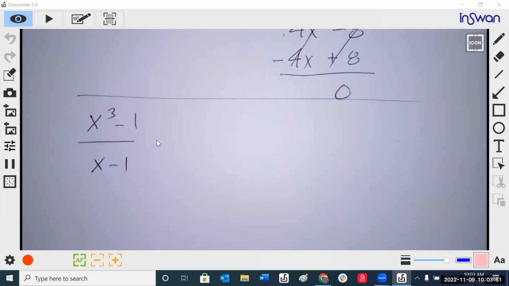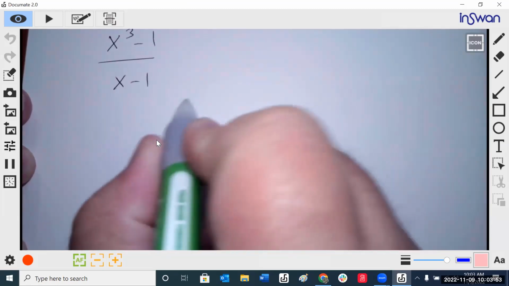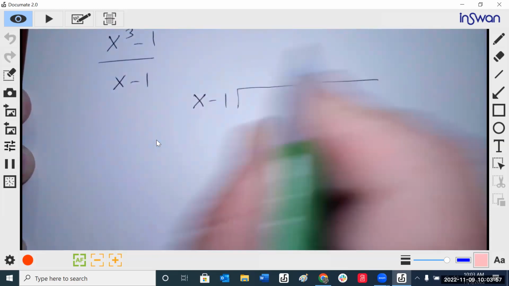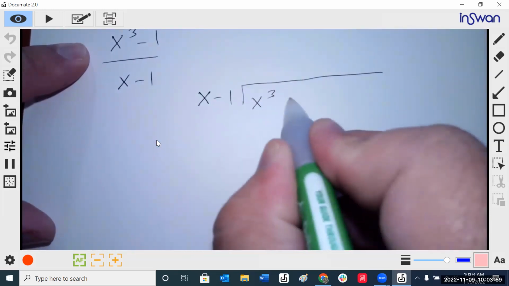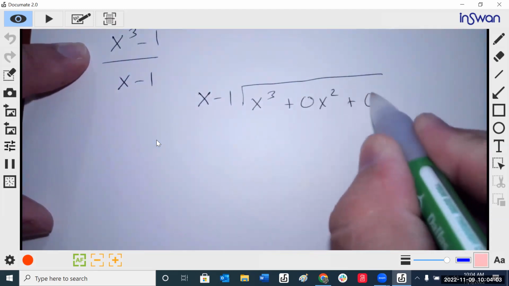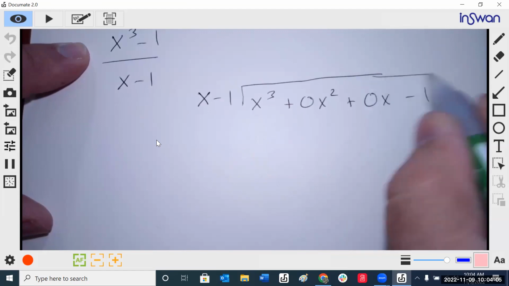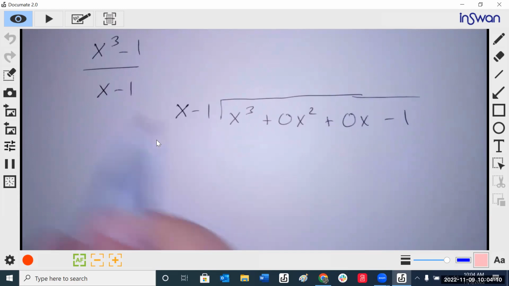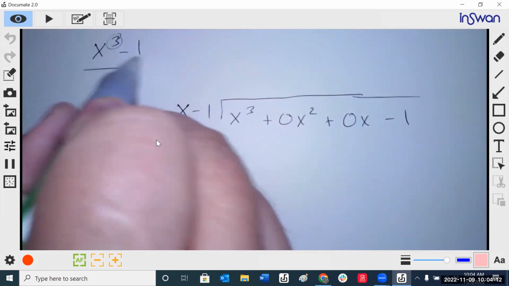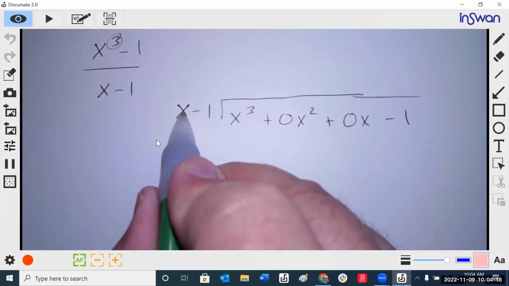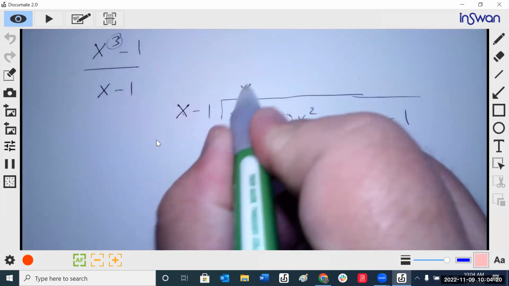All right, let's set this up. So we have x minus 1 on the bottom. Over here, we have x cubed. There's no x squared, there's no x, and there's a minus 1. Right, we start with x cubed and we're missing all the other x's. So we have to put zeros in those places. From x to x cubed, we're missing 2 x's.